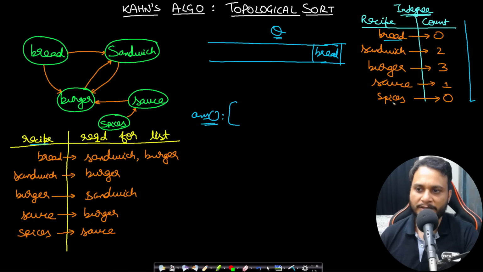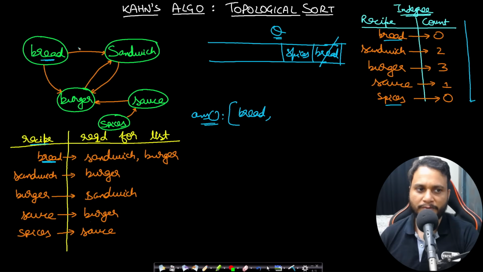So bread is having in degree 0, spices are having in degree 0. So those can always be made. Now I will be processing it until the queue becomes empty. I will take out the first item and I will add it into my answer list. Done. Now I will check if bread has been added.